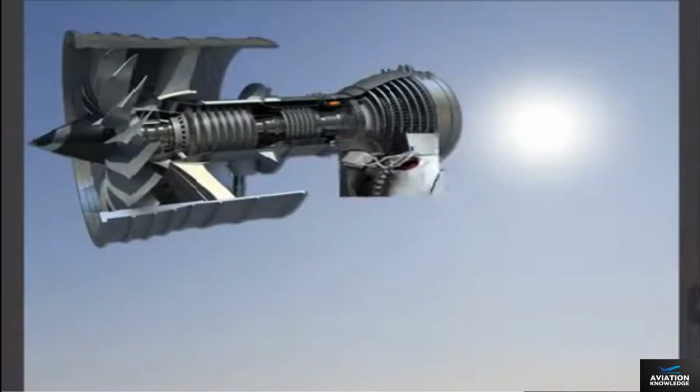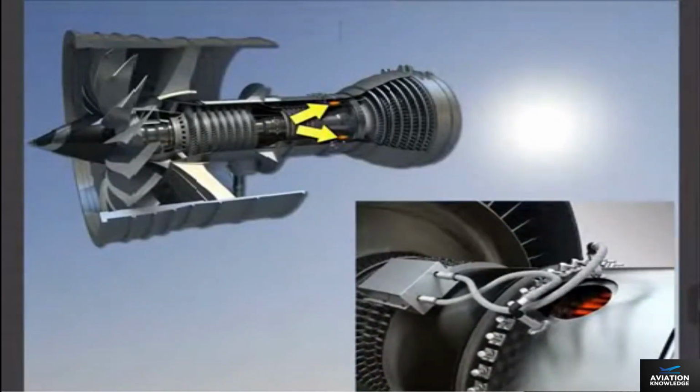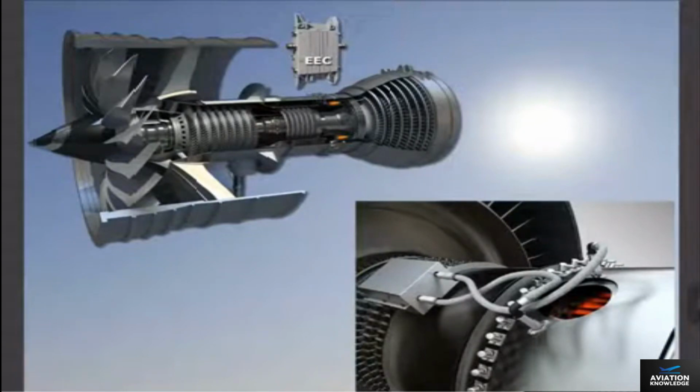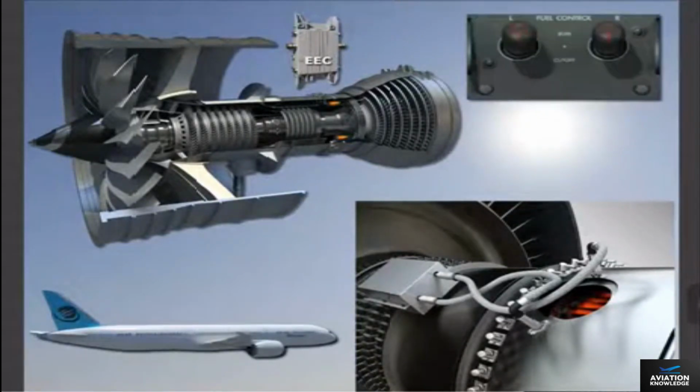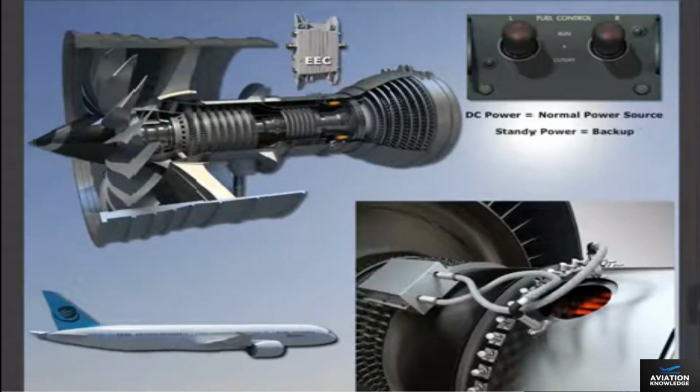Each engine has two igniters. The EEC automatically selects the appropriate igniter for successive engine ground starts. Dual igniters are always used for in-flight starts. Ignition is controlled through the fuel control switches. Aircraft-supplied DC power is the normal power source for ignition. Standby power provides a backup power source for energizing the igniters.